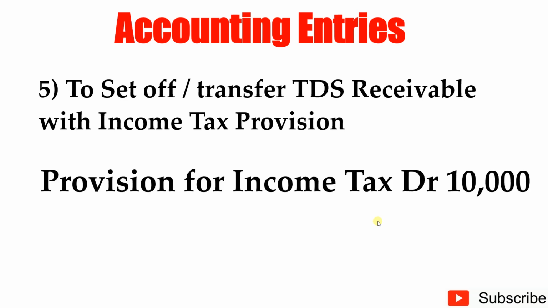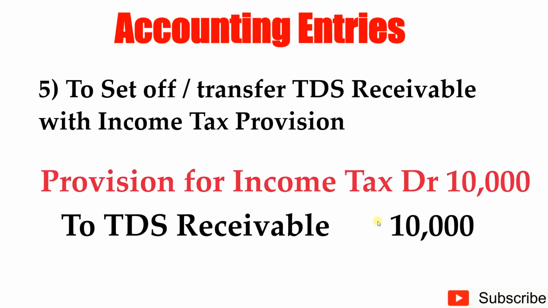Here also we have to debit provision for income tax 10,000 and credit TDS receivable 10,000. This is the amount available under the TDS receivable account. Now the TDS receivable account is closed. Now what will be the rest of the amount in provision for income tax? Already we created a provision of 65,000 which is on the credit side of the provision account. Now we have passed two debits, 50,000 and 10,000. The balance credit will be 5,000 only. This 5,000 we have to pay to the government.